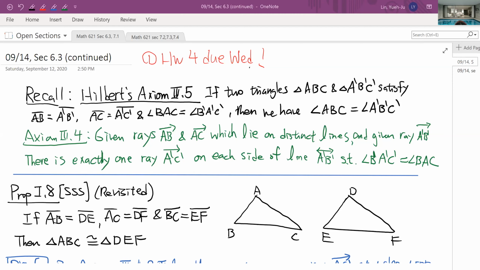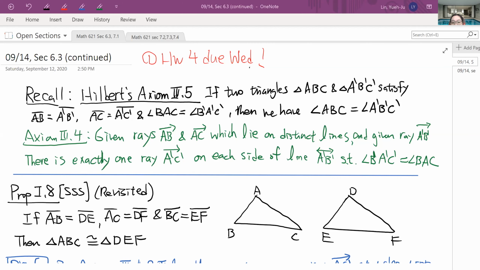So first of all, I need to recall essentially axiom 3.5. I copied down a lot of things from last time. Hilbert's axiom 3.5 basically says this is like an almost SAS. If you have 2 triangles satisfying the assumption for SAS, then as we talked about last time, it's almost SAS, but the conclusion only tells you that you will have 1 angle, or essentially 2 angles, which are equal. This is the axiom we're going to use in a minute.